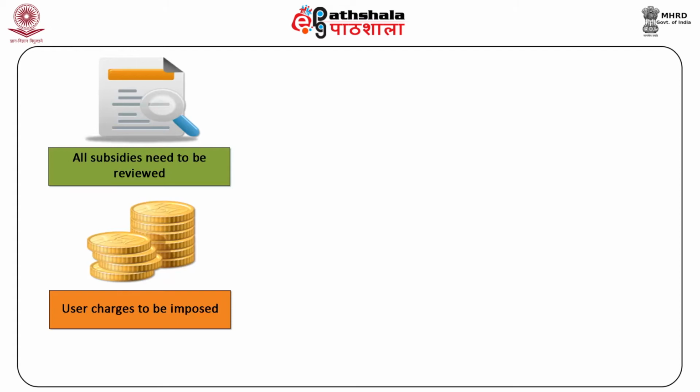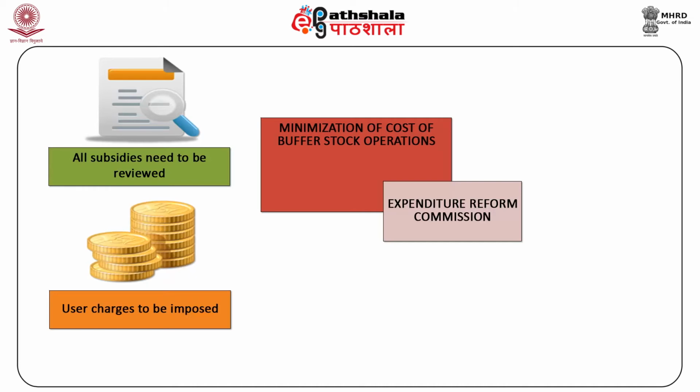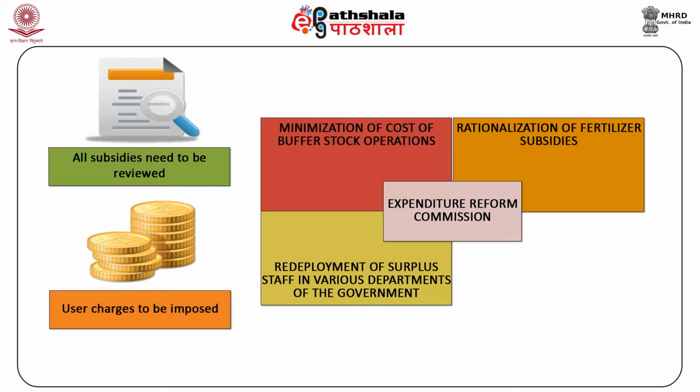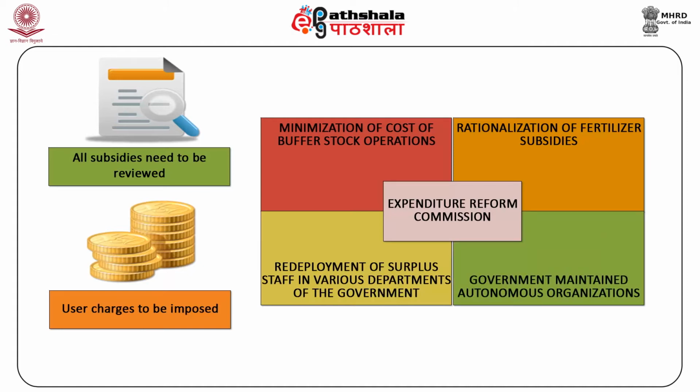The main focus is on downsizing government and reducing the role of administrative structure. The government has constituted an expenditure reform commission to look into areas of expenditure correction. These areas include minimization of cost of buffer stock operations, rationalization of fertilizer subsidies, redeployment of surplus staff in various departments of the government, and government-maintained autonomous organizations.